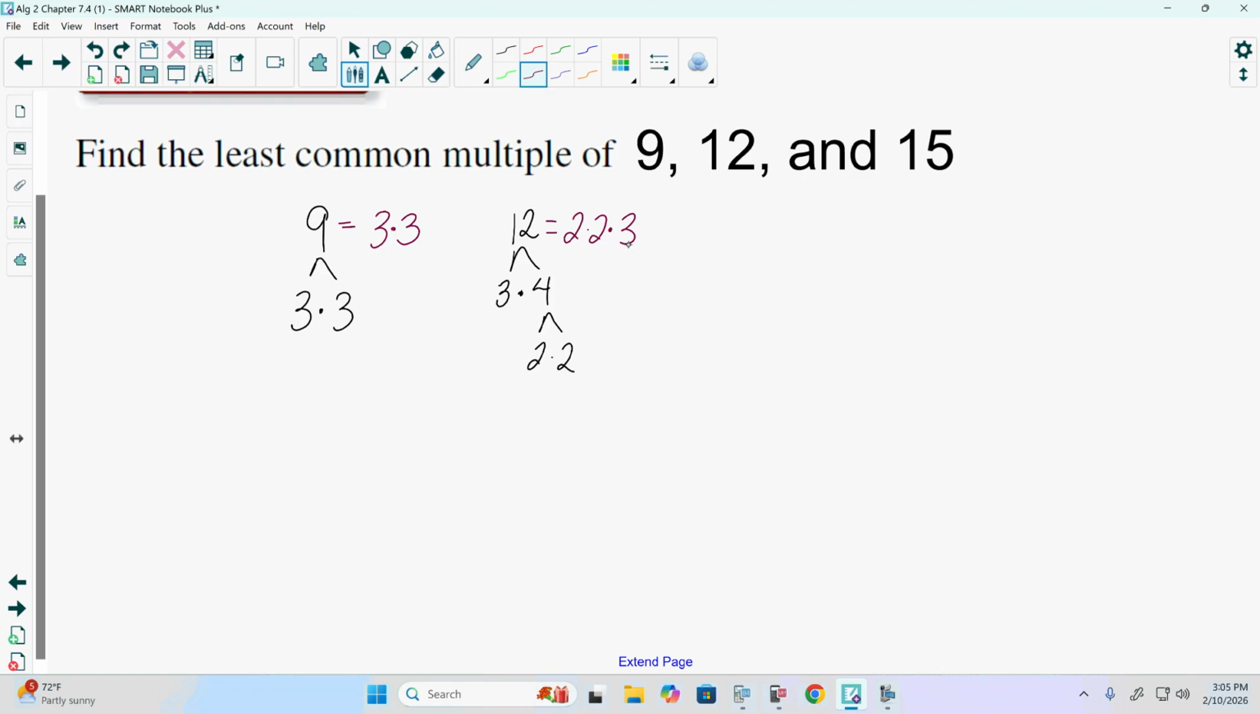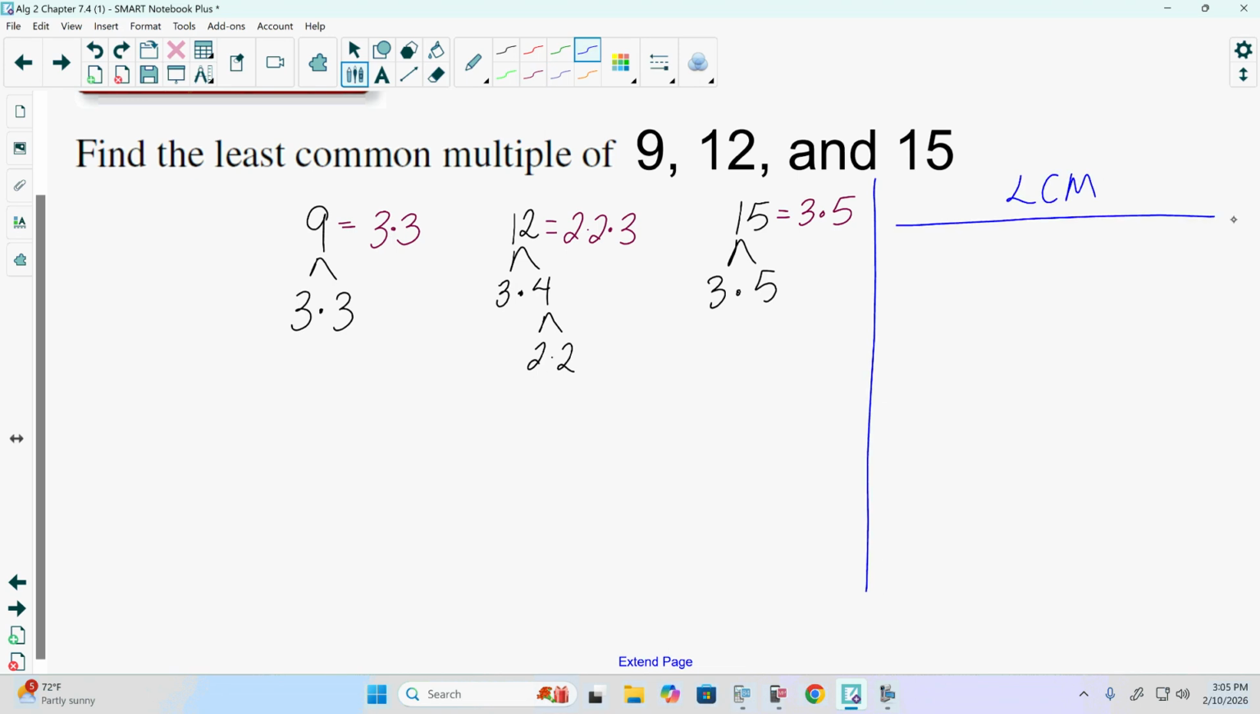Now we need to look at 15. What are 2 numbers besides 1? 3 times 5, yes? 3 and 5 are prime, so that's as far as that goes.